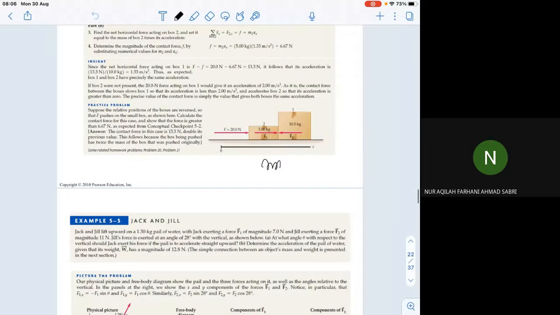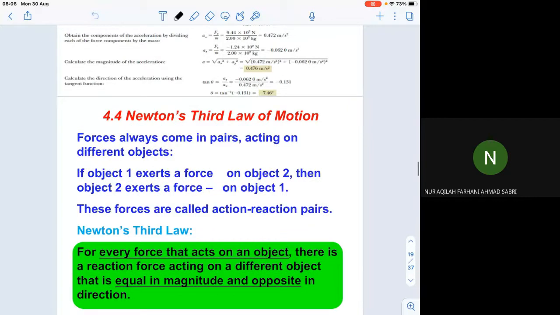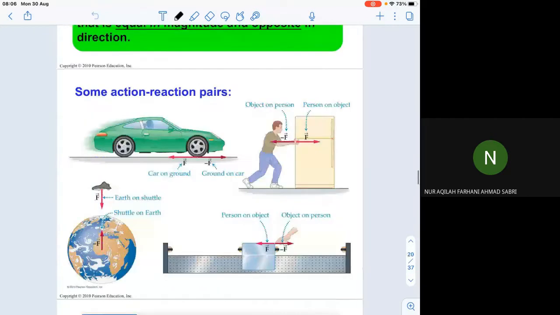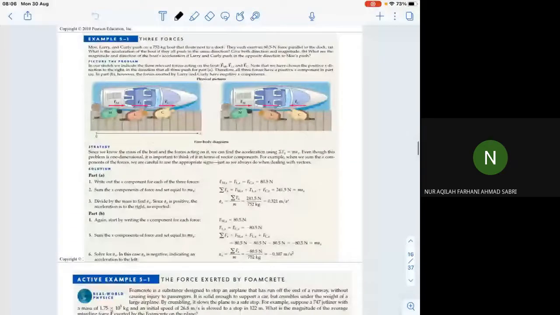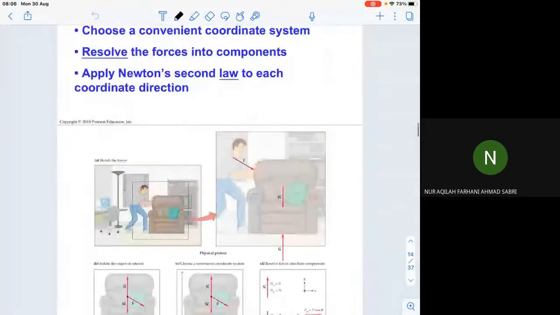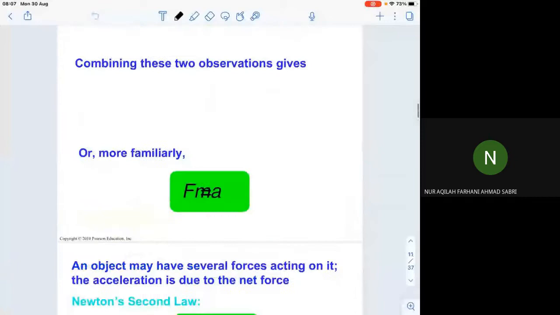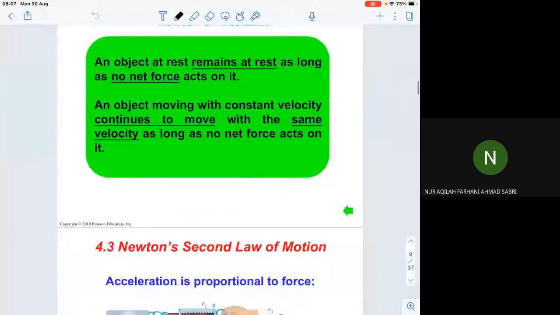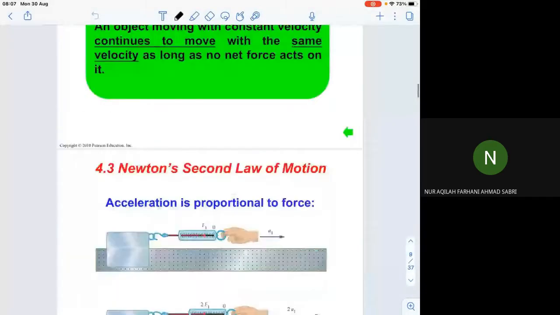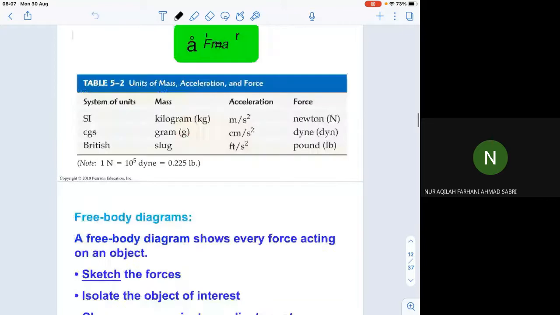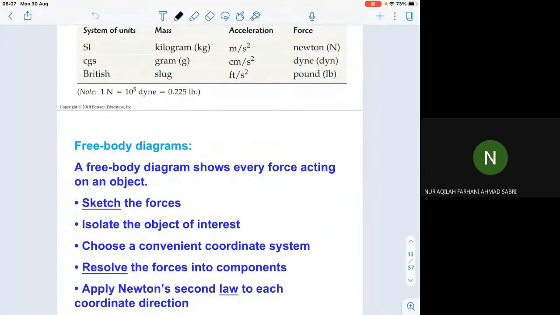Okay, so basically these are the things that we're going to learn in week 4. We are on chapter 4. Alright, let's do a recap on what we have learned. We have already learned about Newton's first law, second law, third law, and of course the free body diagram, the most important thing when we deal with forces, and how we sketch the free body diagram.